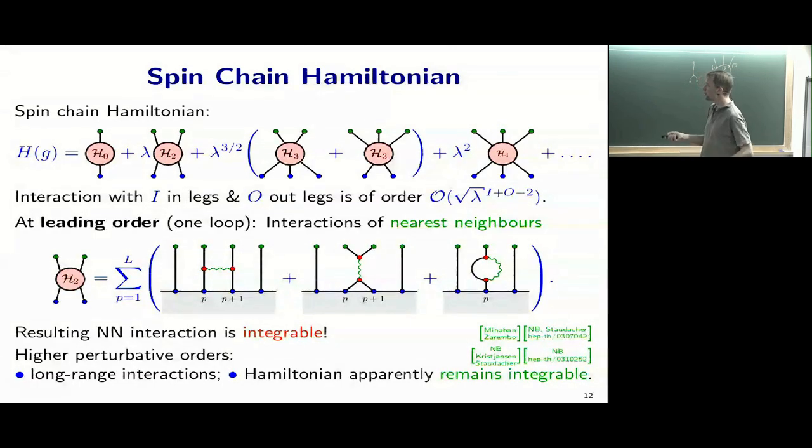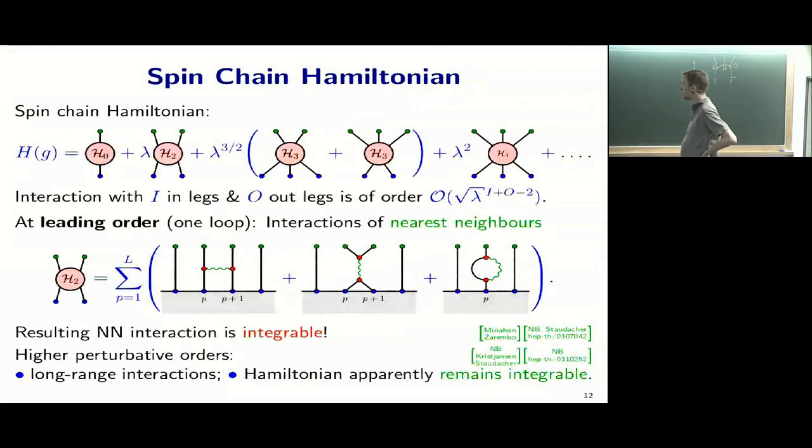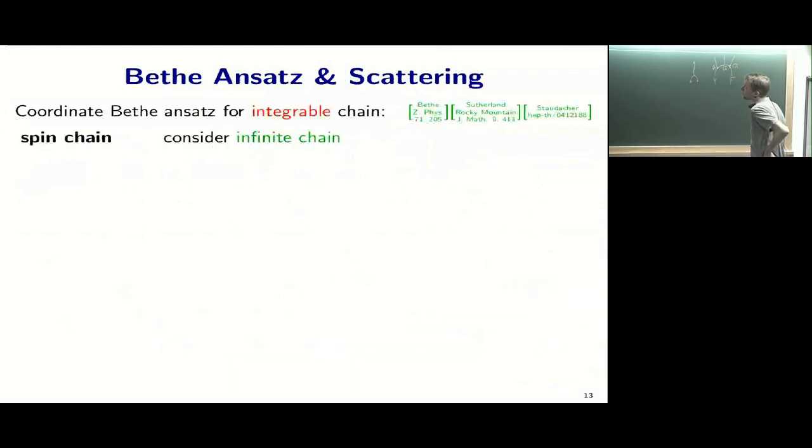But maybe the most interesting feature of this nearest neighbor Hamiltonian is that it's integrable. And this integrability apparently remains even at higher loop orders if you have such correction terms, even though it's not quite clear what you mean by integrability in this place. So what does it help you if the system is integrable? So let me sketch the Bethe Ansatz for an integrable spin chain.